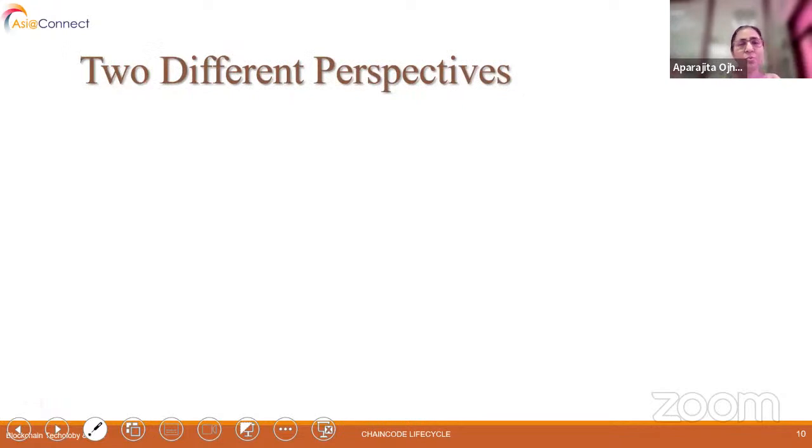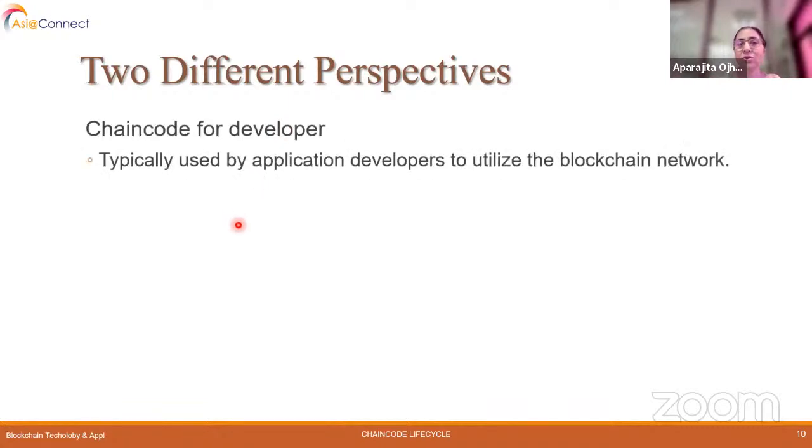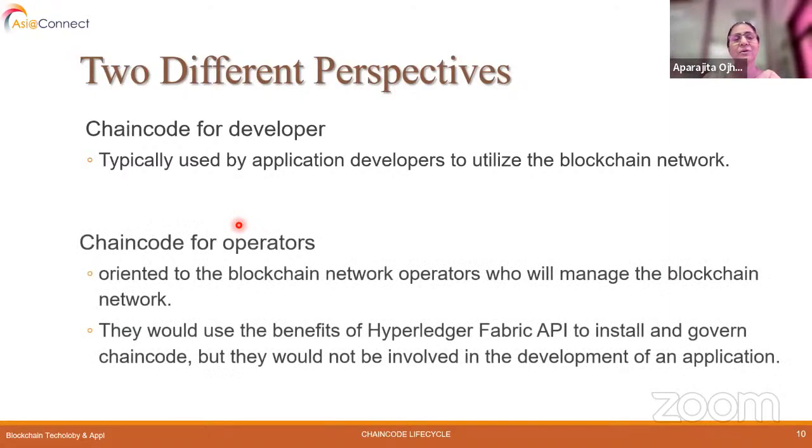So remember that there are two perspectives, right? One is chain code for developers. That is typically used by application developers to utilize the blockchain network. So here what we are doing, we are running an application on the network. Just like some people are maintaining the network and some people are running applications on the network. Like I'm running an application, which is the Zoom platform, on the network to have an interaction with you. But there can be chain code for operators. There have to be some chain codes for operators.